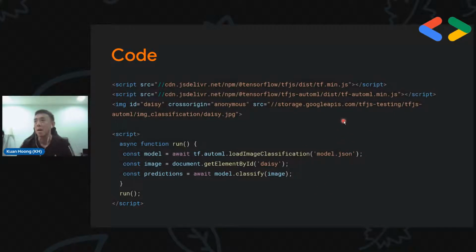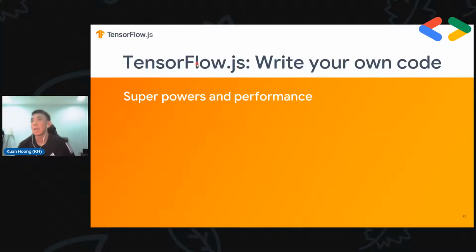So this is one way: you train a certain part of the model using transfer learning, export the model as JavaScript, and then you just call the model. That's all. So that was the second way, retraining the model. The last way is to write your code from scratch.